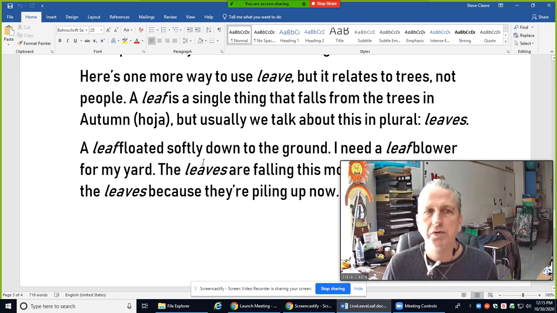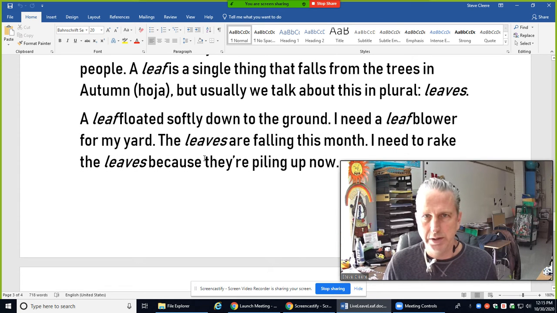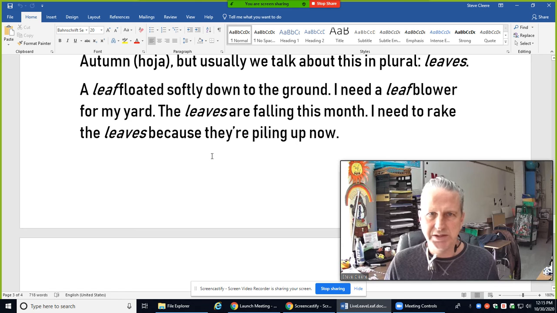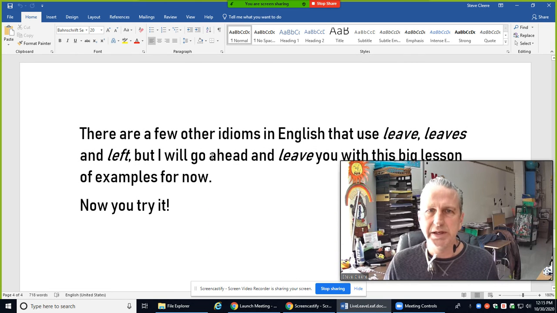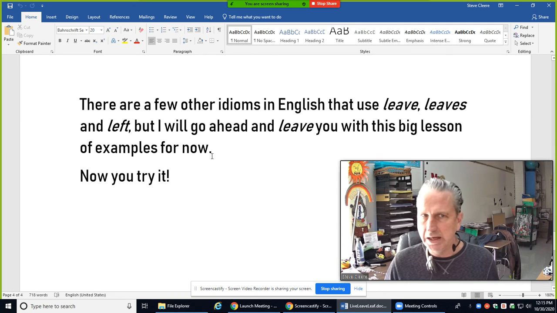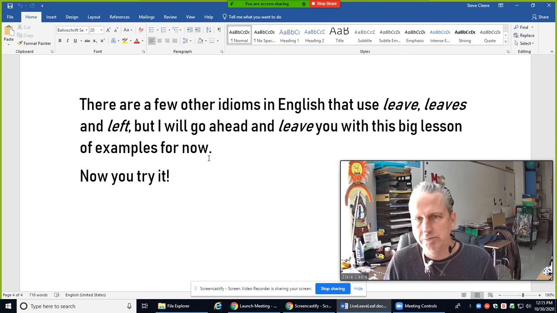A leaf floated softly down to the ground. I need a leaf blower for my yard. The leaves are falling this month. I need to rake the leaves because they're piling up now. There are a few other idioms in English that use leave, leaves, and left. But I'll go ahead and leave you with this big lesson of examples for now.